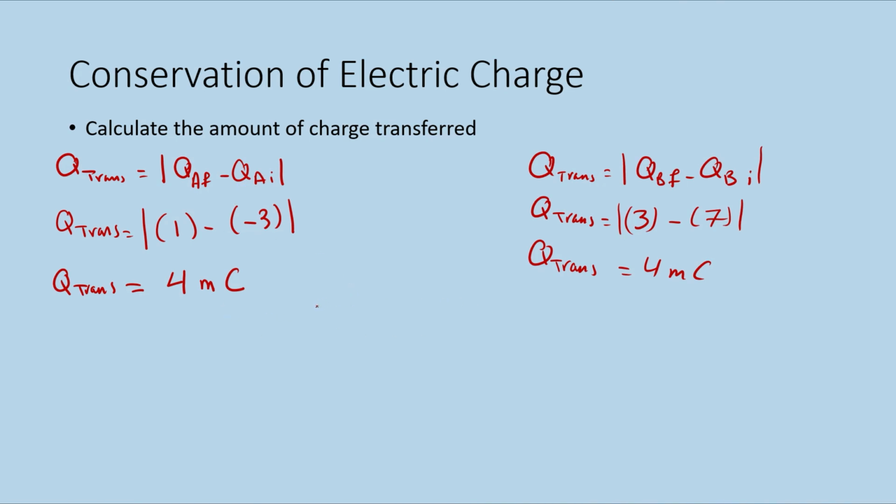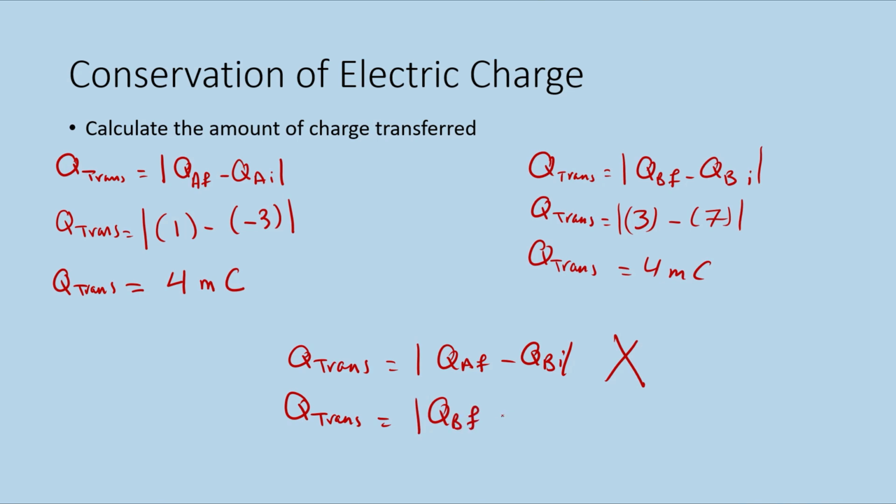A common mistake that is usually made is that people use Q transferred is equal to QA final minus QB initial. This is wrong. Or they use Q transferred is equal to QB final minus QA initial. This is also wrong. It should be for the same object, either A final minus A initial or B final minus B initial.